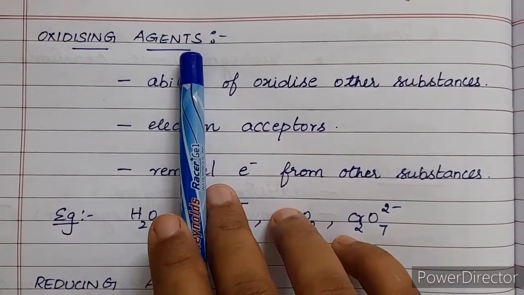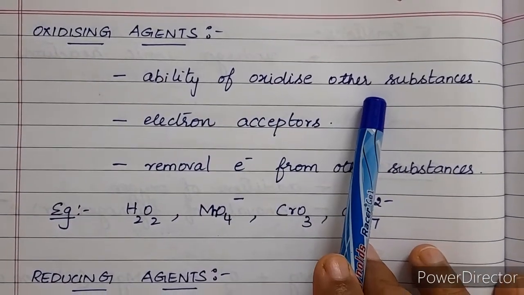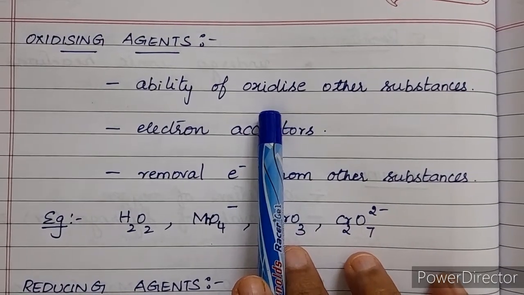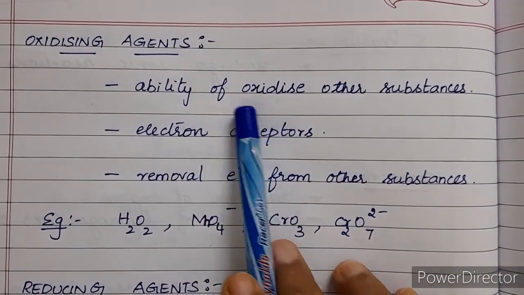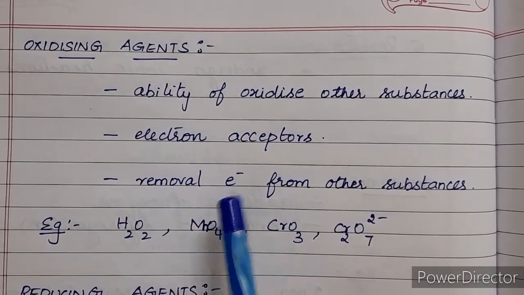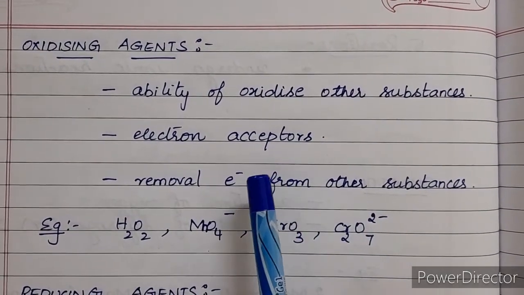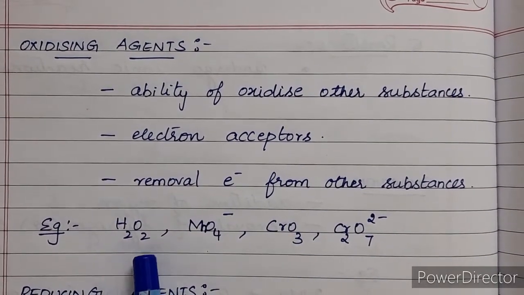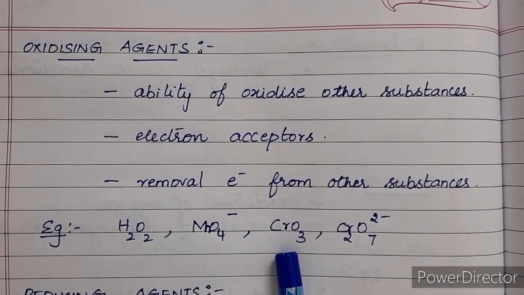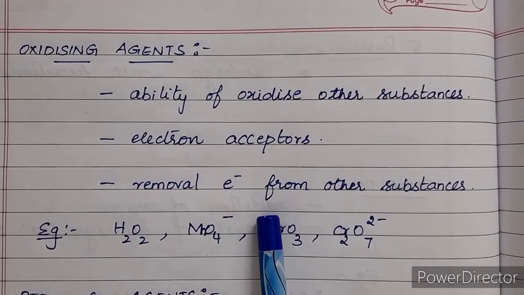Next is the oxidizing agent. An oxidizing agent is a substance which has the ability to oxidize other substances. So it is called an oxidizing agent. Mostly these oxidizing agents are electron acceptors. That is, they accept electrons from other substances or remove electrons from other substances. So it has the ability to oxidize the other substance. Now let's see the examples: hydrogen peroxide, H2O2, MnO4 minus, CrO3, Cr2O7 minus, that is the dichromate ion. All these are oxidizing agents.